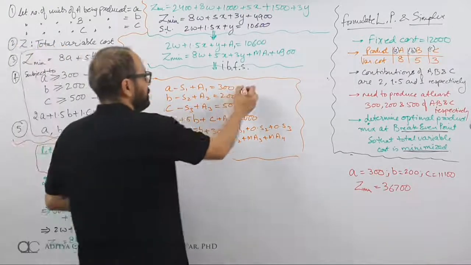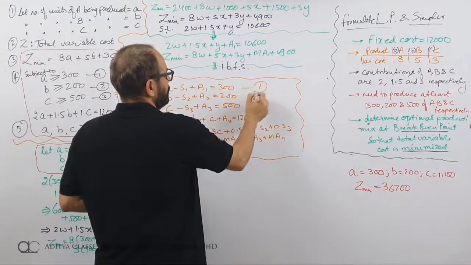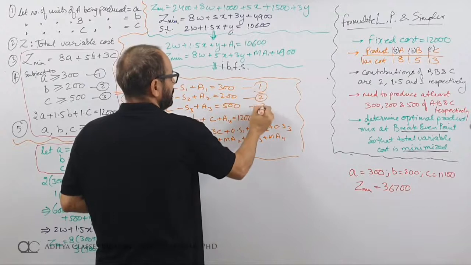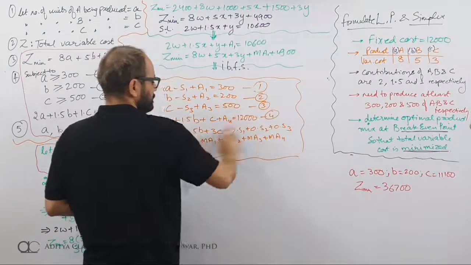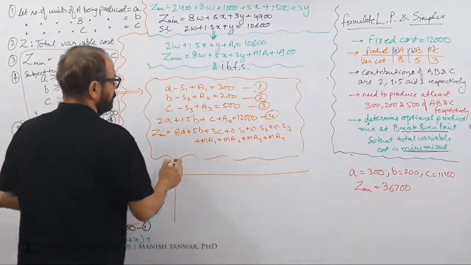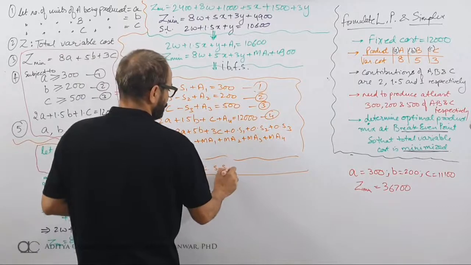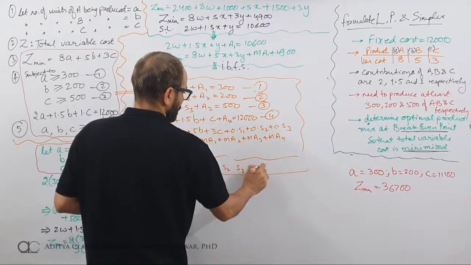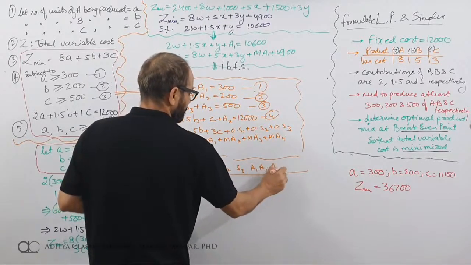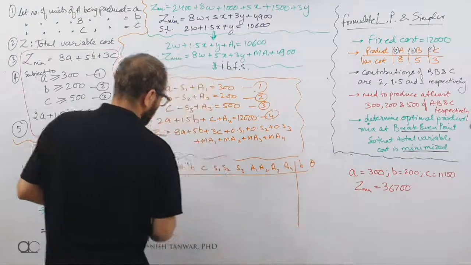You have your constraints 1, 2, 3. I've even converted them into standard form. So we have the first constraint, the second, third and fourth constraint. This is your objective function. I could give you a glimpse into what your table would look like. It would be A, B, C, S1, S2, S3, A1, A2, A3, A4, B and theta. This would be your table.